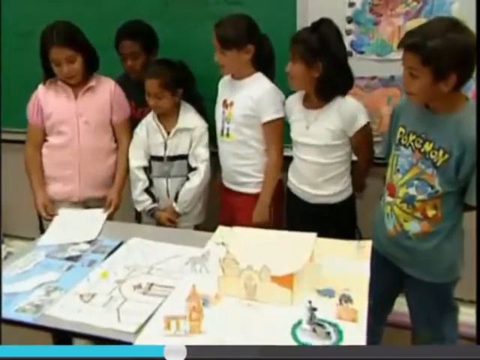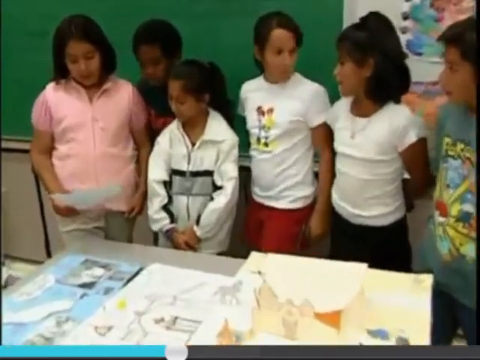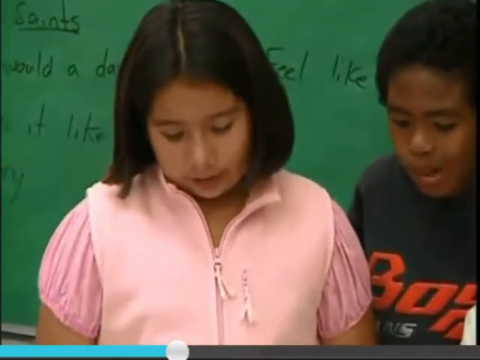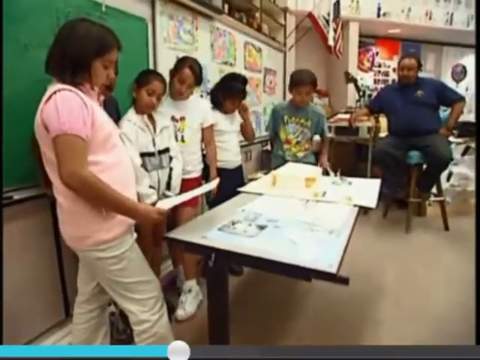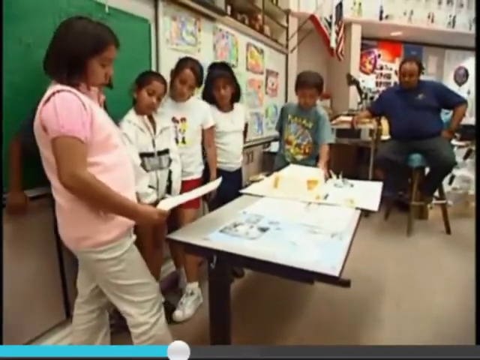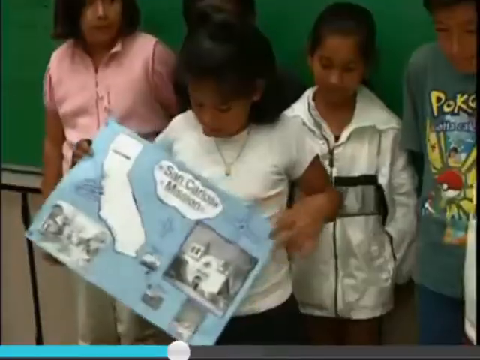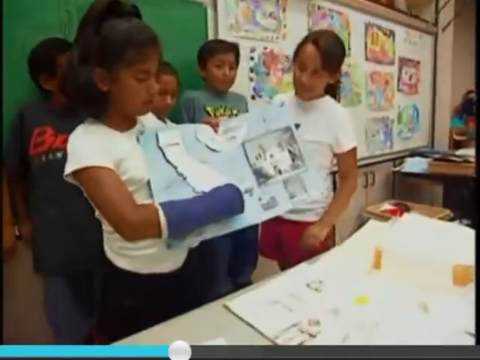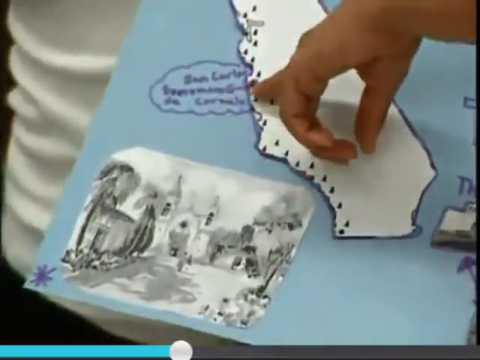And we're going to start off by reading what we wrote. Mission San Carlos. Mission San Carlos was founded in the year 1770. Father Serra had founded it. The city that it was located in is Carmel. The longitude is 122 and the latitude is 36. This is our little map and the little pictures from us. This is then, and then this is now. This is where the San Carlos mission is at.